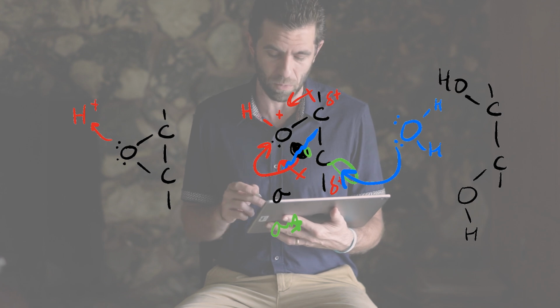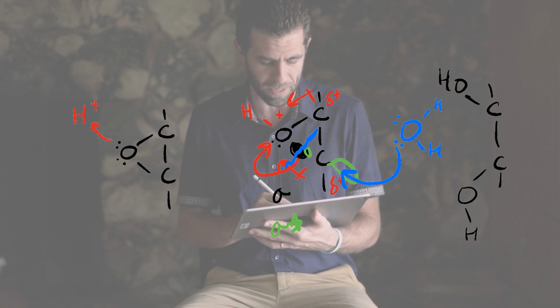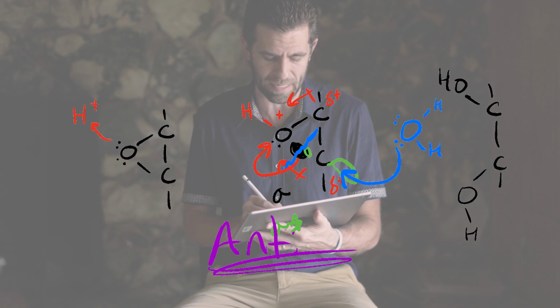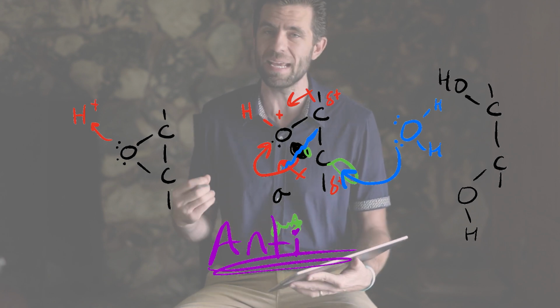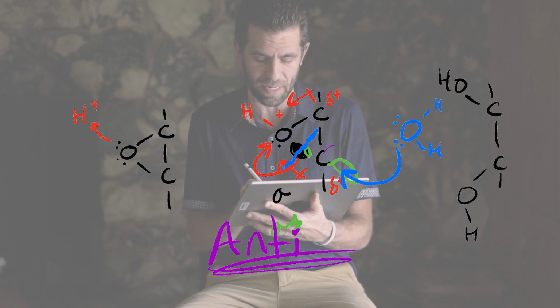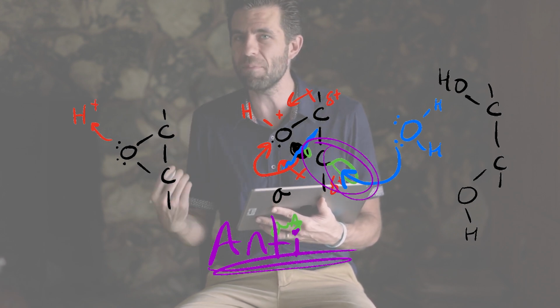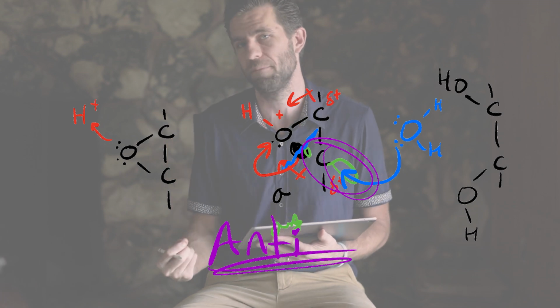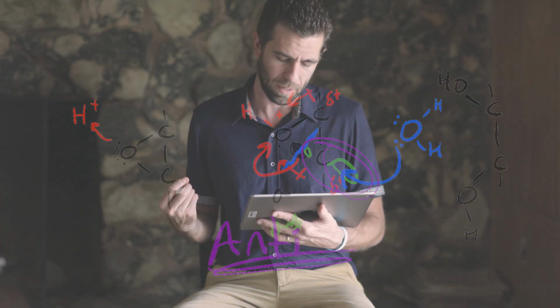Now, what kind of addition would this be? We know that this would be anti-addition, because the alcohol would backside attack or attack this anti-bonding orbital that's in the back or opposite of that oxygen. So that is how epoxides can be used to make things.